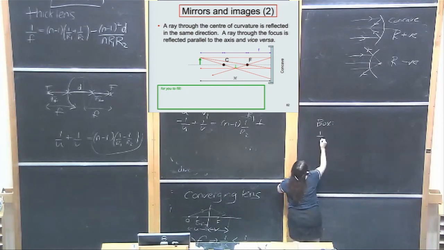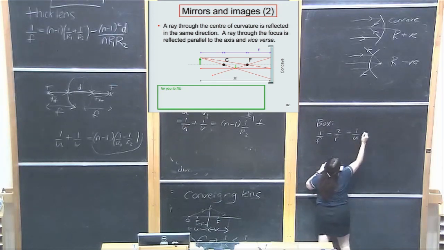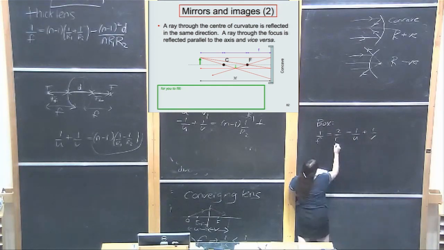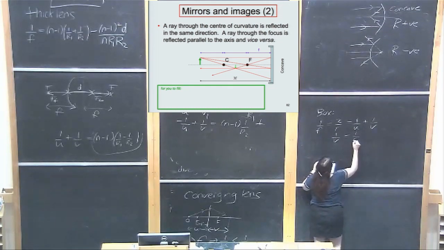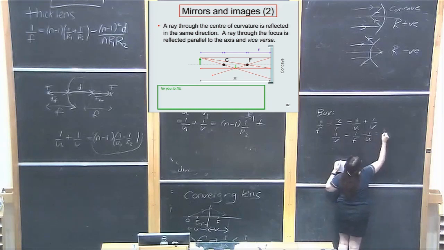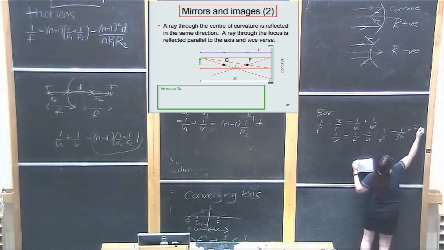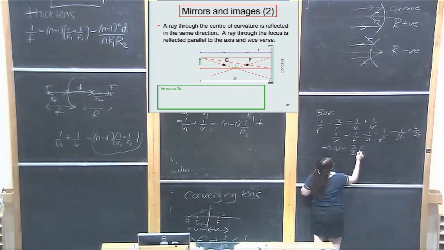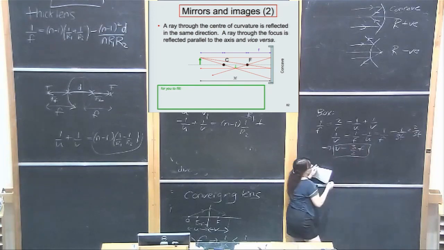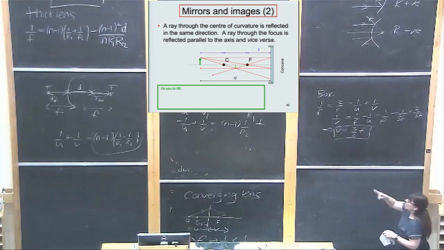Okay, so I'm going to use my mirror equation, and I want to find out v. So that is going to be 1 over f minus 1 over u, which in this particular example is 1 over f minus 1 over 3f, which is 2/3 f. So v equals 3 over 2f. So it's just halfway between in this particular example, okay, as it looks there.